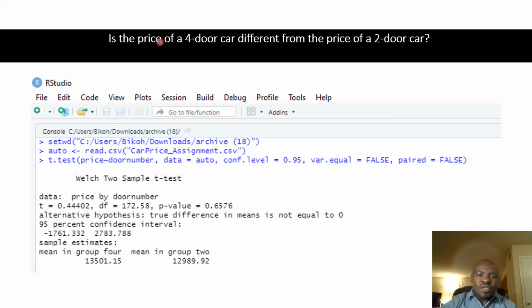Then when you move to the second question, which was, is the price of a four-door car different from the price of a two-door car? I used the independent samples t-test to test and answer this question in R. The output is here, and the p-value is 0.6576, and therefore I concluded based on this p-value that the price of a two-door car and that of a four-door car are not different.